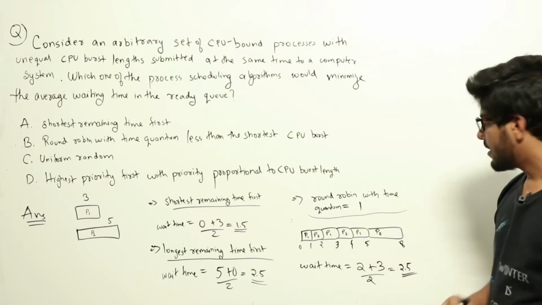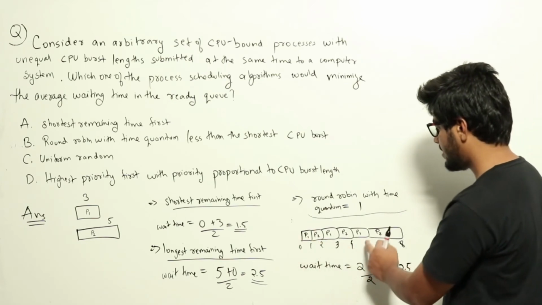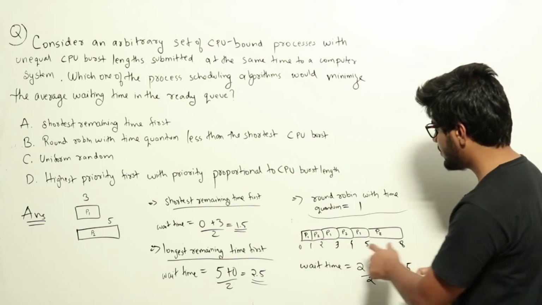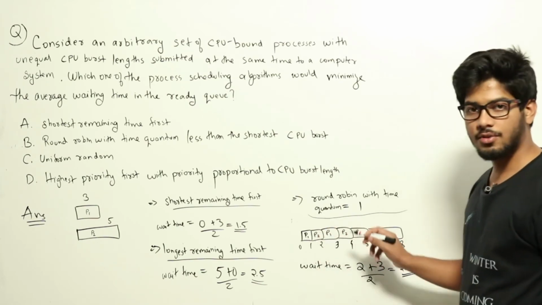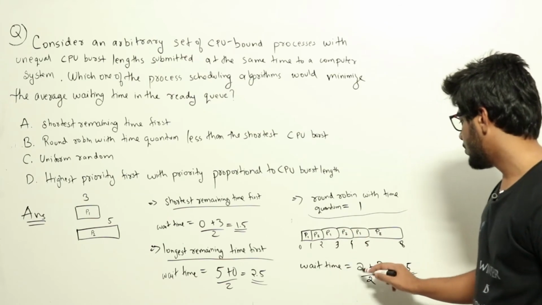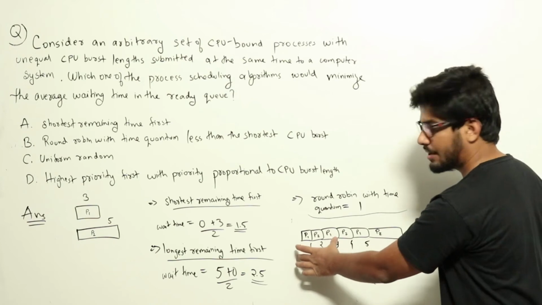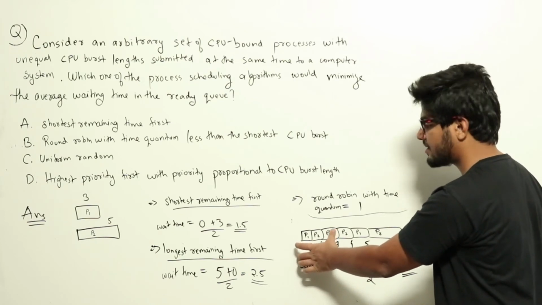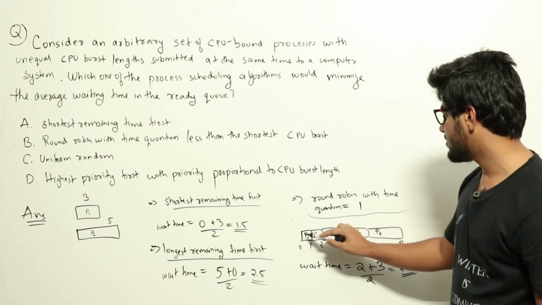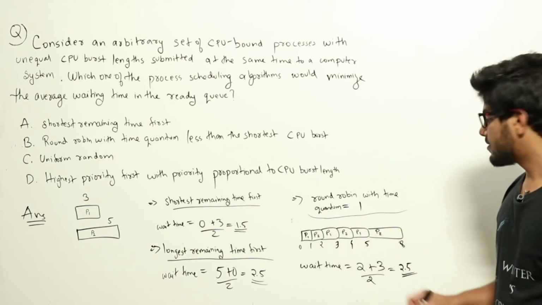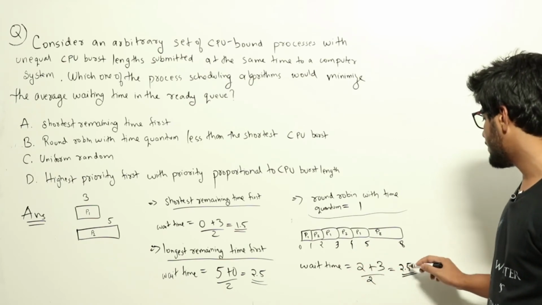Now let's try to calculate the wait time here. P1 started here and P1 was ending here. In between there were 2 cycles in which P2 was running. So these 2 cycles are the wait time of P1. So P1's wait time is 2. Similarly, if you look at P2, P2 started from here only, that was the arrival time, and P2 is finishing here. In between, for 3 cycles of P1, P2 was waiting. So the wait time of P2 is 3. So the average wait time is 2 plus 3 by 2, that's equal to 2.5.